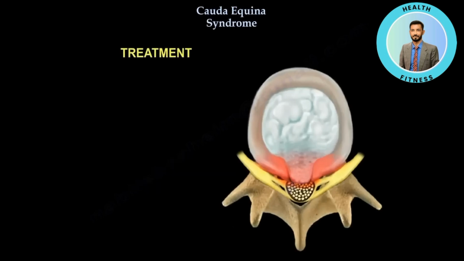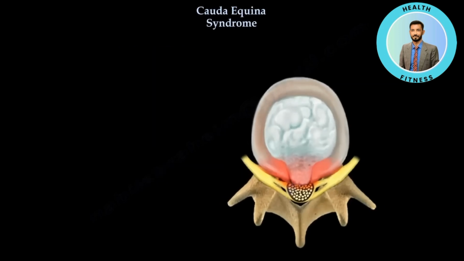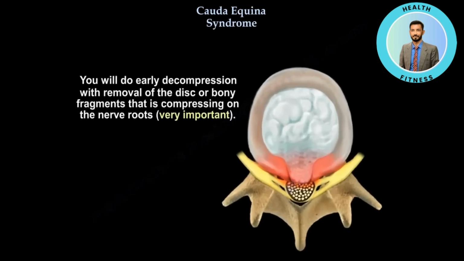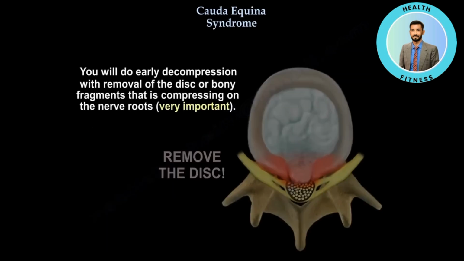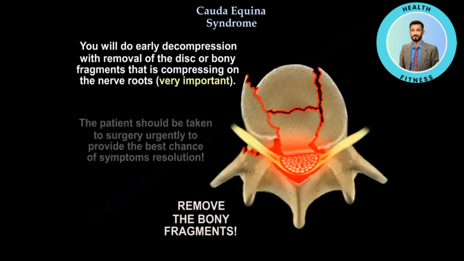Treatment: surgical emergency with maximum chance of recovery of urinary and bowel function with adequate early surgery. Timing of surgery decides the outcome. Remember, the bladder dysfunction symptoms are the least likely to improve, so you want to do the surgery early. You will do early decompression with removal of the disc or bony fragments that are compressing on the nerve roots. It's very important. The patient should be taken to surgery urgently to provide the best chance of symptom resolution.